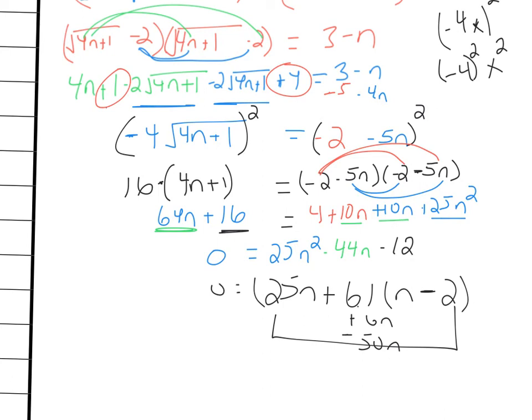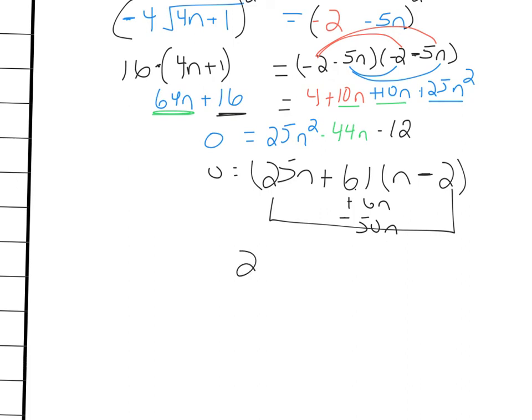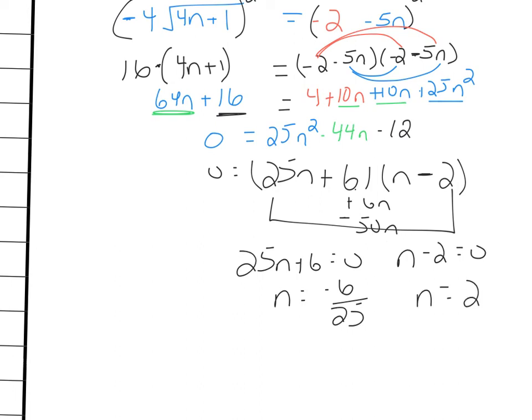Okay, so it still equals 0. I need to set each part equal to 0 to get answers. And then I'm going to have to do a check. So I'm going to get n equals negative 6 over 25. That is really awkward. And n equals 2. Again, I don't like to check these decimals. I mean, you totally could, and it's not really hard, to be honest. Plug it into the calculator.